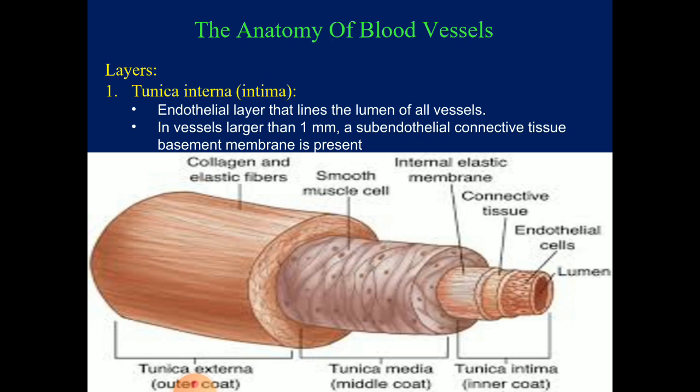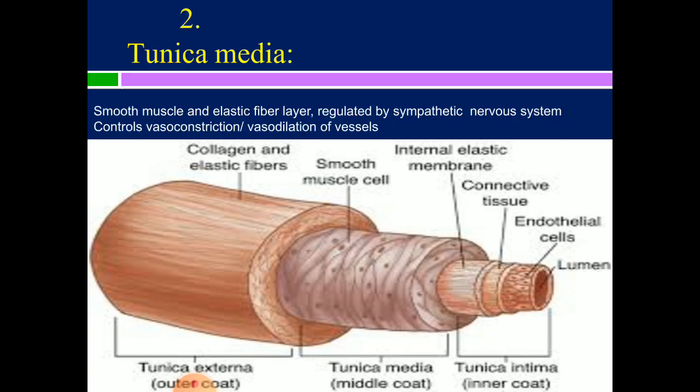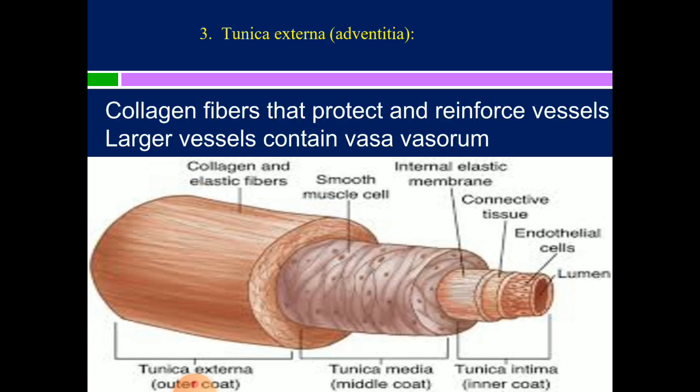The basic anatomy of the blood vessels includes the tunica interna. This is the first layer, or the innermost layer. The endothelial layer lines the lumen of all the vessels, and in vessels larger than 1 mm, a subendothelial connective tissue basement membrane is also present. Then we have the tunica media, which is made up of smooth muscle and elastic fibers. These are regulated by the sympathetic nervous system and control the vasoconstriction and vasodilatation of the vessels.